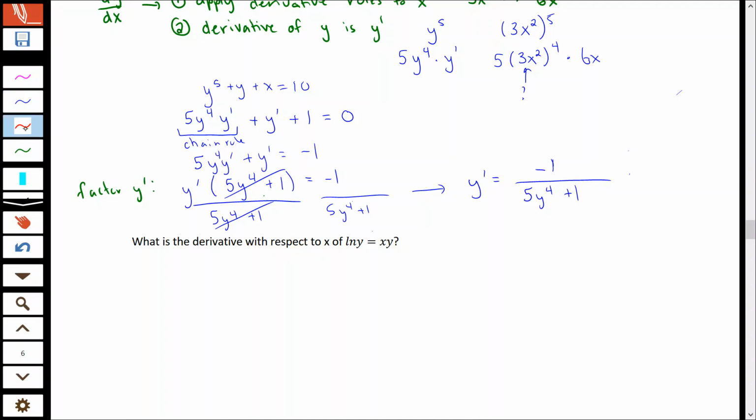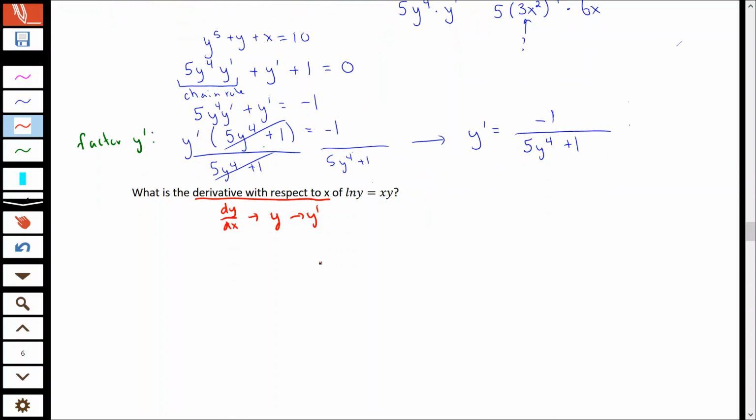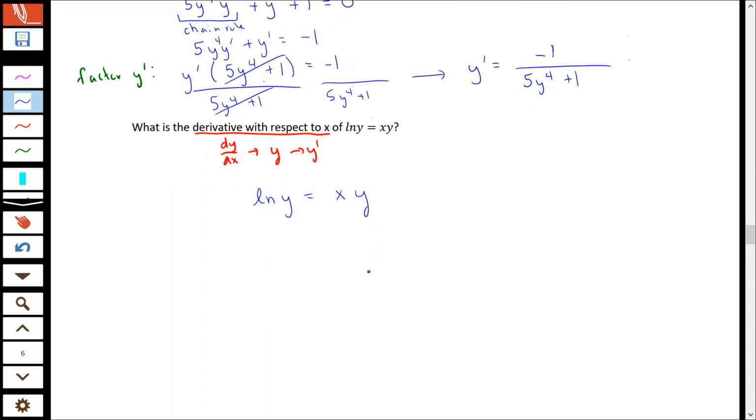So derivative with respect to x, again, just means our dy/dx, meaning that the derivative of y is going to be y prime. So I'm going to have this ln y equals x times y. And when I go to take the derivative of ln y, the derivative of any ln is 1 over whatever's inside the ln, but then I'm going to multiply that by the derivative of the inside. The derivative of y is just y prime.